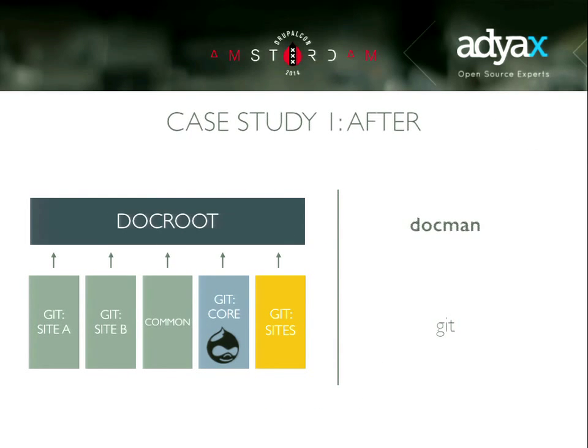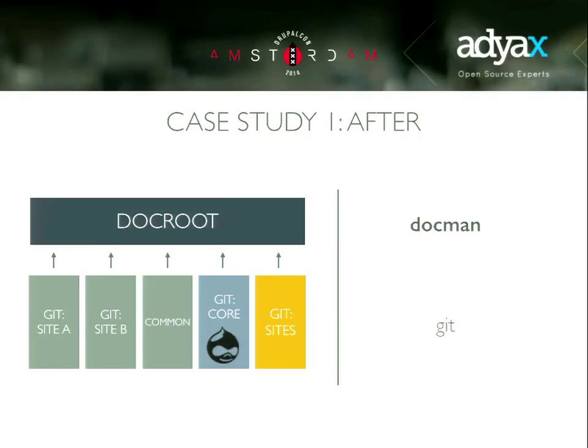And this is a simple example. As you can see, we only use code of the one website, code of the second website, common modules, Git core, and the Git sites. Like this, you give access to your agency only for site A. You give them read-only access to the common, to the core, and to the sites. So like this, they can change only the code of their website, and they have access to all your standard modules and your standard Drupal core.